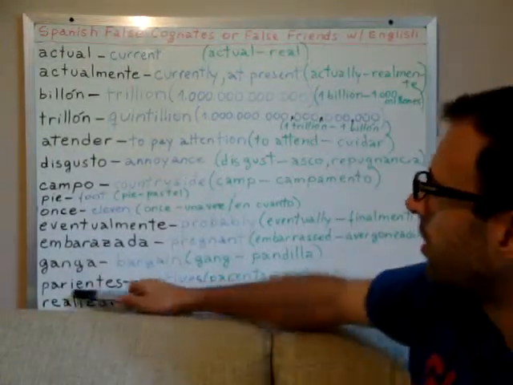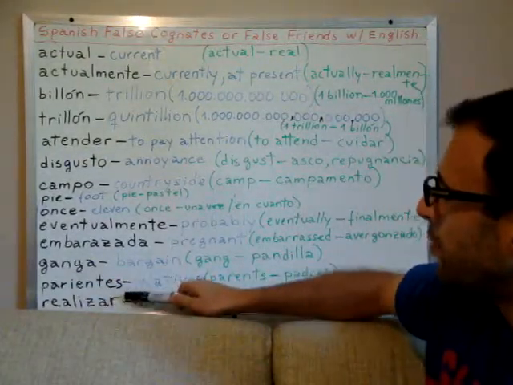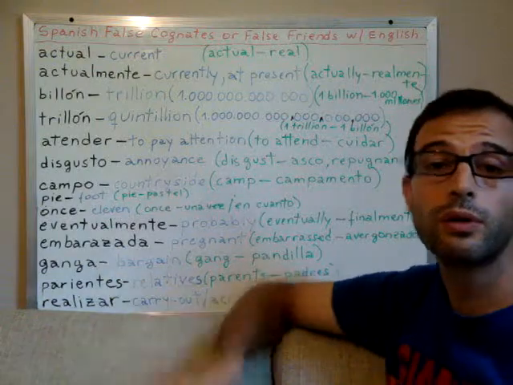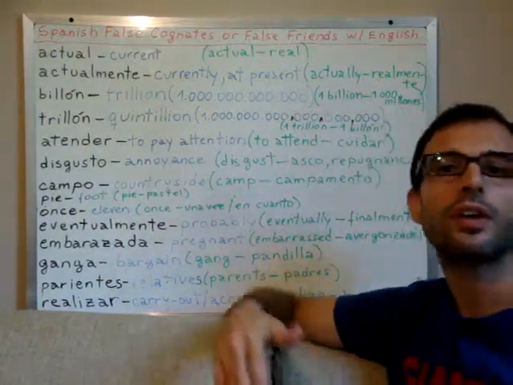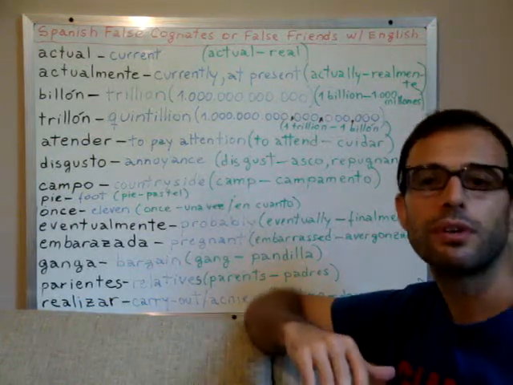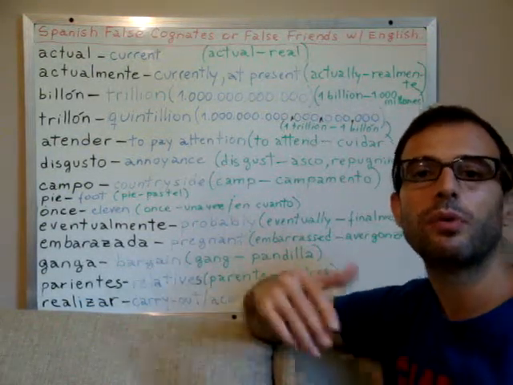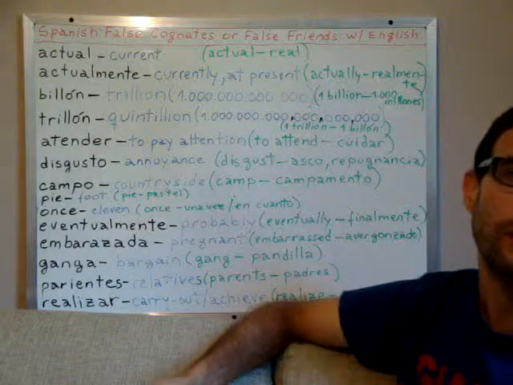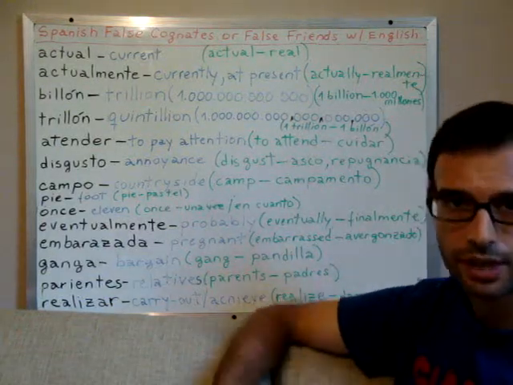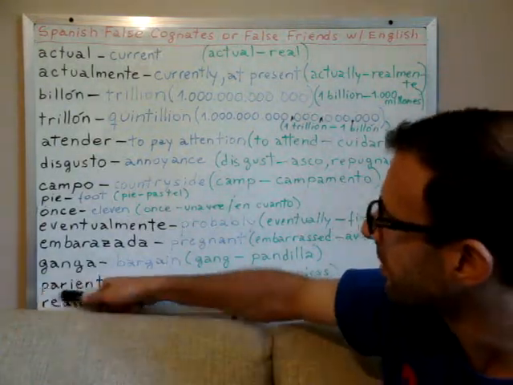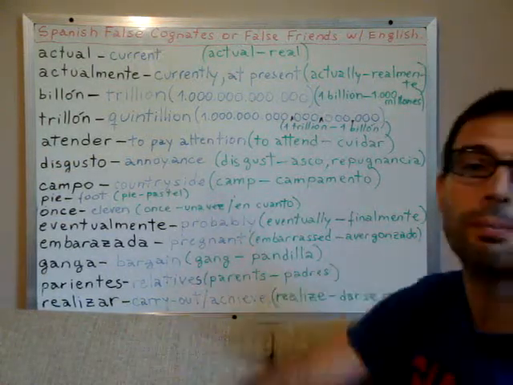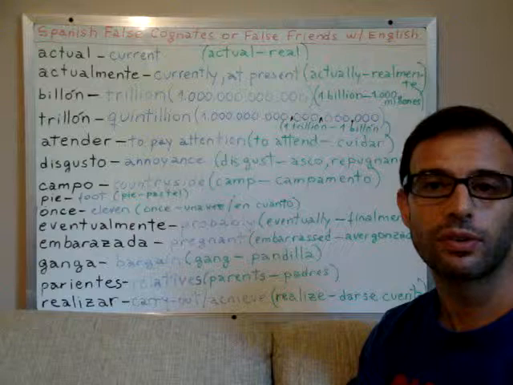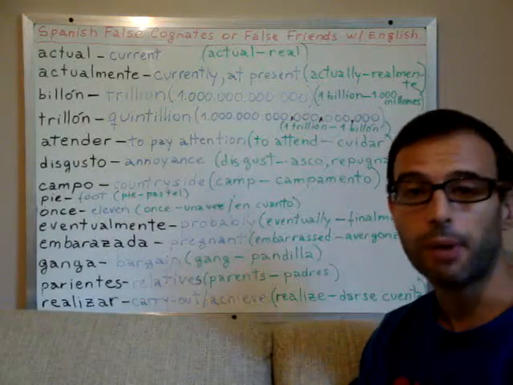So the word parientes is relatives. So parientes includes all the relatives. It includes the uncles, the aunts, cousins, nephews, right? It includes the grandparents, grandsons, everything, okay? Those are parientes. The English word parents only includes father and mother, right?